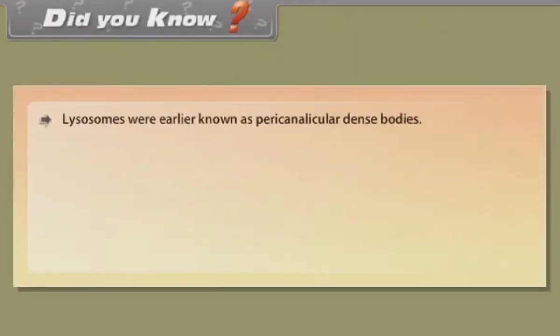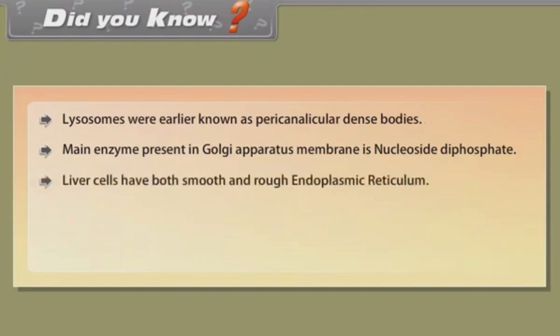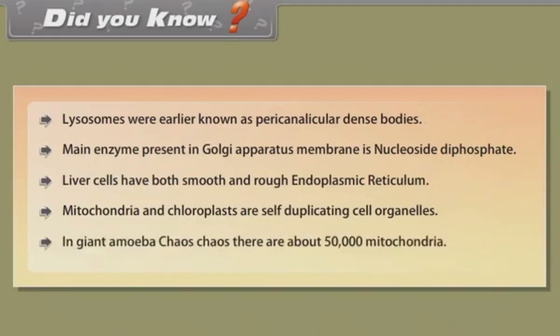Did you know? Lysosomes were earlier known as pericanalicular dense bodies. Main enzyme present in Golgi apparatus membrane is nucleoside diphosphate. Liver cells have both smooth and rough endoplasmic reticulum. Mitochondria and chloroplasts are self-duplicating cell organelles. In giant amoeba chaos, there are about 50,000 mitochondria.